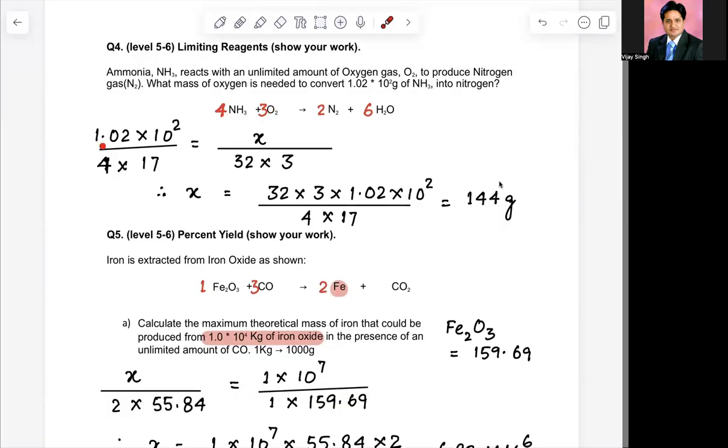So the mass of ammonia given is 1.02 times 10 to the power 2 divided by the coefficient, which is 4, multiplied by the molar mass, which is 17. And for oxygen, we don't know the mass, so I'm assuming that as X divided by 3, the coefficient, multiplied by the molar mass, and just solve for X, and you'll get 144 grams.